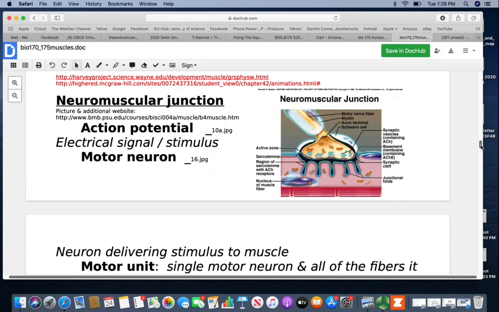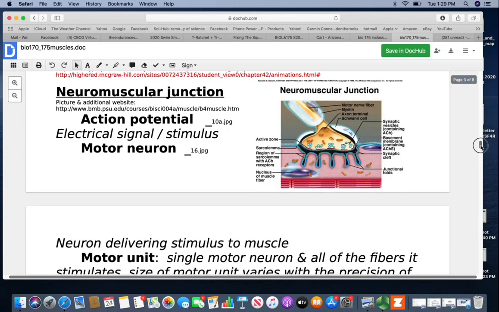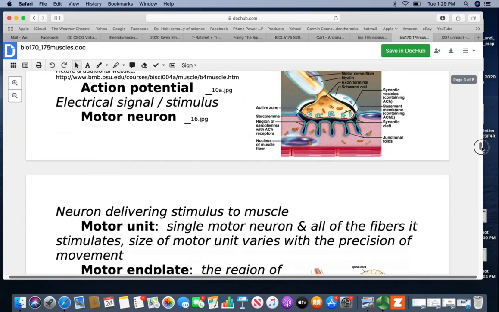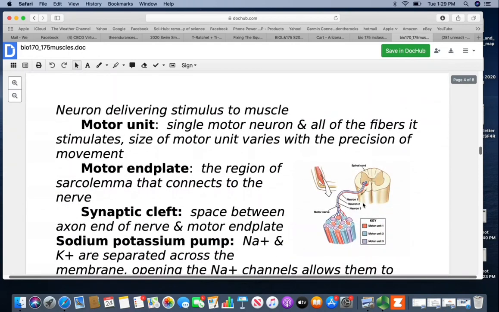If you've taken psychology, you may have learned about how nerves communicate with each other. This is very similar to how a nerve is going to communicate with the muscle. So your motor unit is going to be the single motor neuron and all of the fibers that it will communicate with or stimulate. So if we look at this example here, and you have one of these fibers come down, you can see that it will go to multiple muscle fibers.